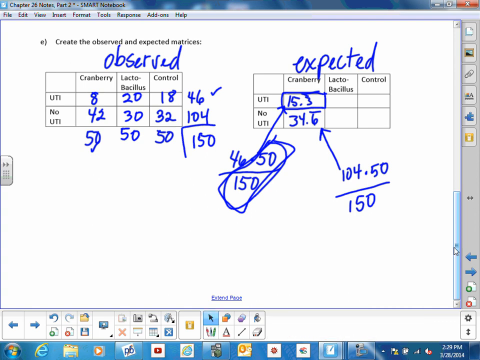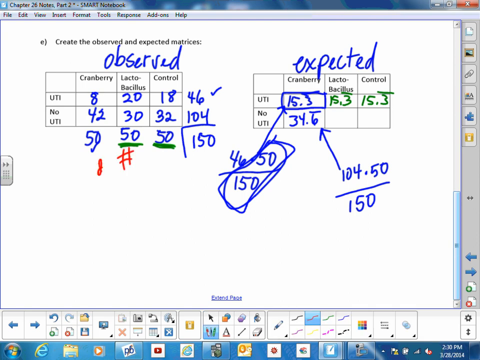Now, because this sample size is the same across the board, these numbers also are the same across the board. That does not happen all the time. If this was a different number, then these would also be different values because they would be a different proportion of the total, FYI. All right, so let's fill those in.